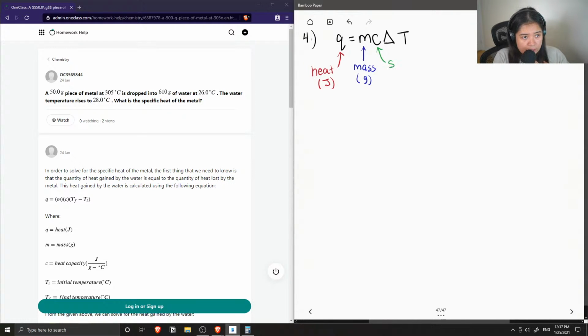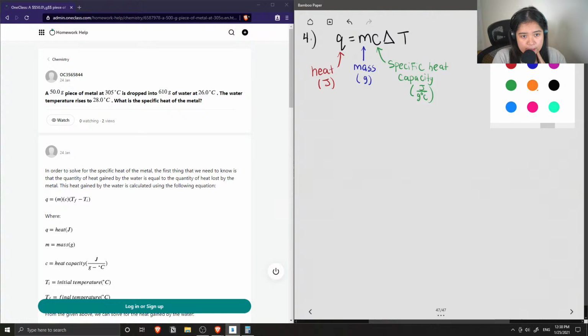C is the specific heat capacity. Depending on the type of compound you have, it'll have a specific value, and its units are joules divided by grams times degrees Celsius. And finally, delta T is the change in temperature, so it is T final minus T initial.